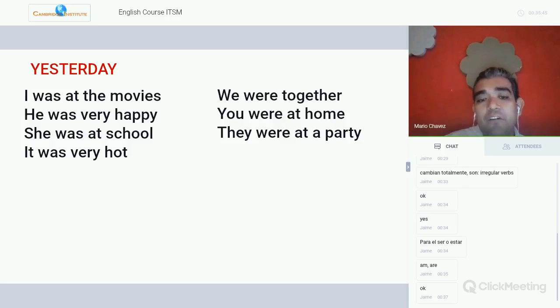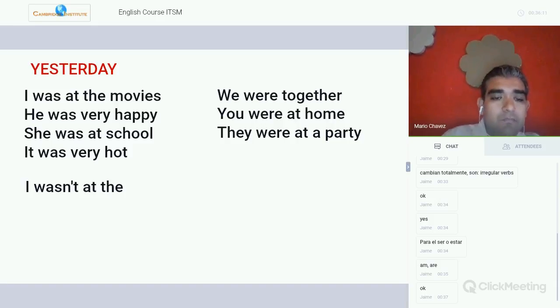This is in the affirmative form. Was, were is in the affirmative form. We can use it also for negative form. For example, we want to make it negative. I might say, I was at the movies. I might say, I wasn't. Wasn't. And then I say, "yo no estaba," right? I wasn't at the movie.